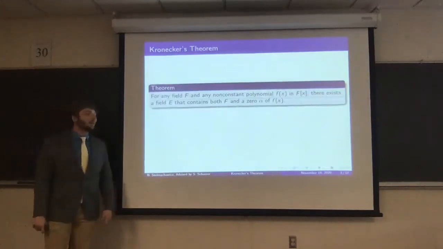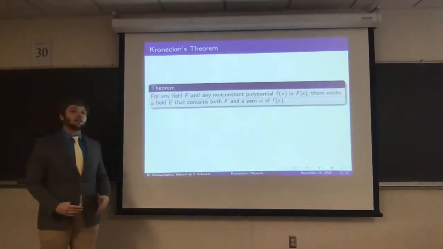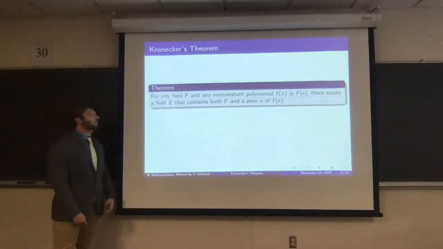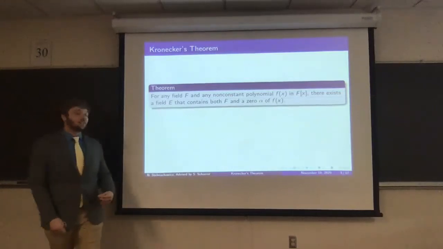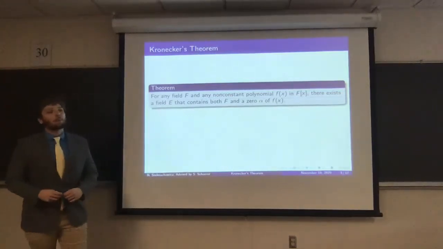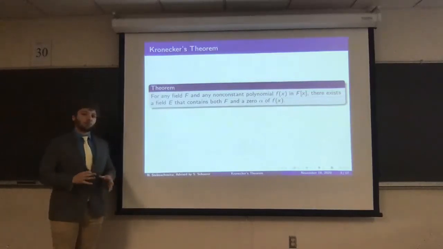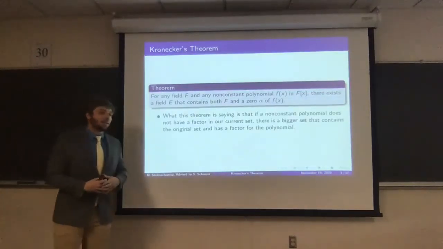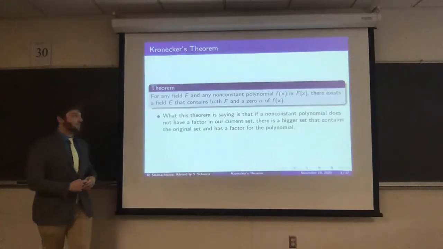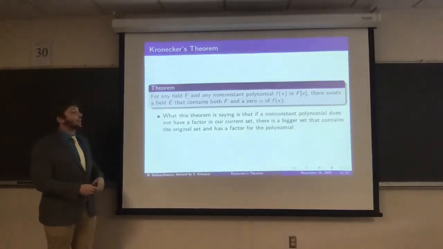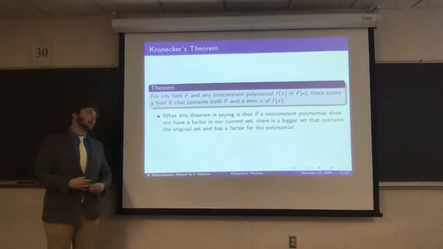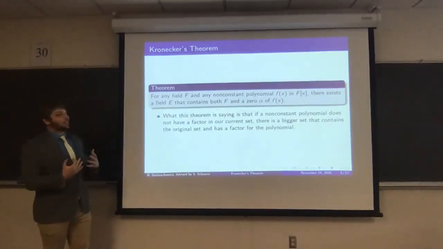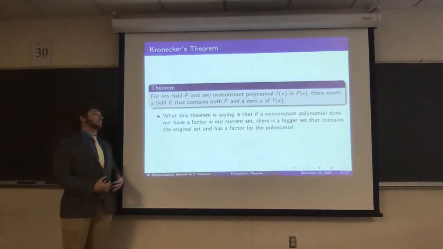So Kronecker's theorem states that for any field F and any non-constant polynomial f(x) in F[x], there exists a field E that contains both F and a zero alpha of f(x). Now, I thought that this theorem was worded a little bit difficultly, so I went ahead and paraphrased it, saying that if a non-constant polynomial does not have a factor in our current set, there is a bigger set that contains the original set and has a factor for the polynomial. Again, this is not simple to prove, but creates a simple result.